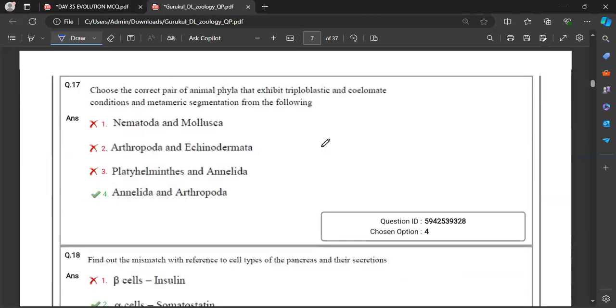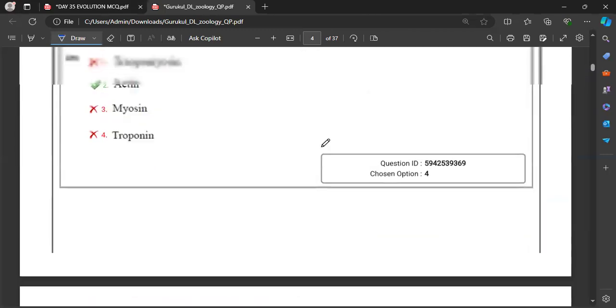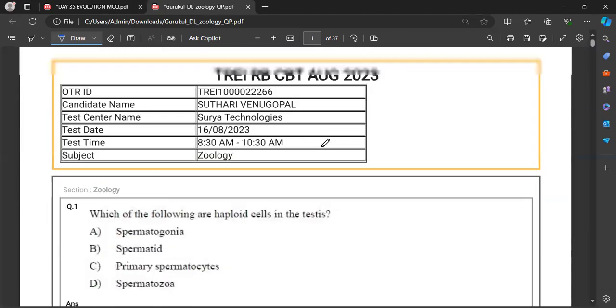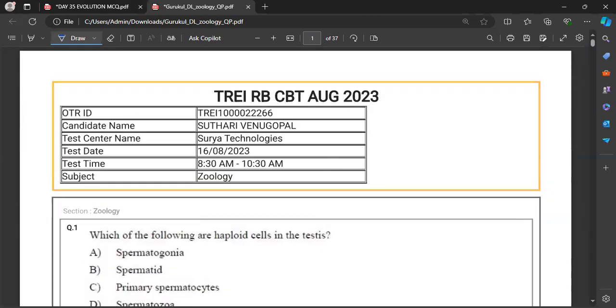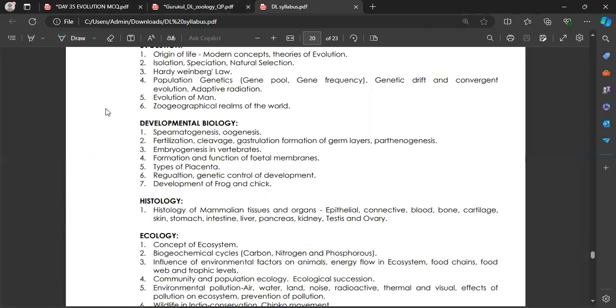I think that's all the questions from evolution. Okay, that's all for tomorrow's class. Your topic will be fertilization, cleavage, gastrulation, formation of germ layers, and parthenogenesis. The second line of your syllabus from the development.